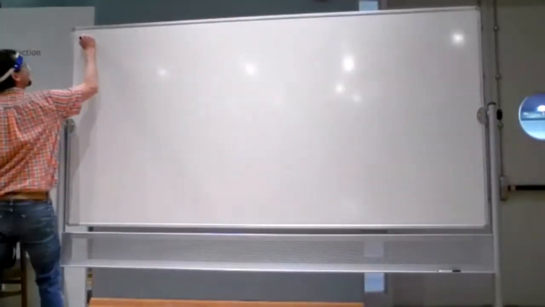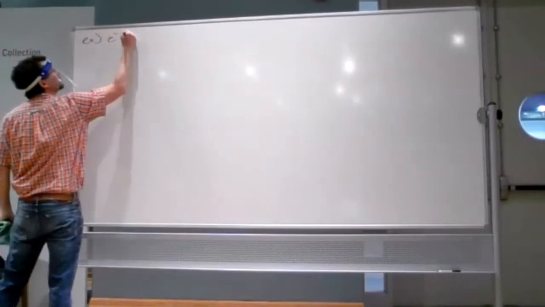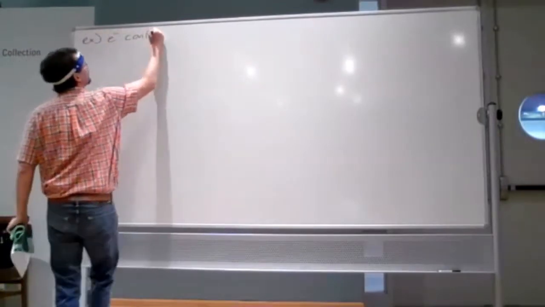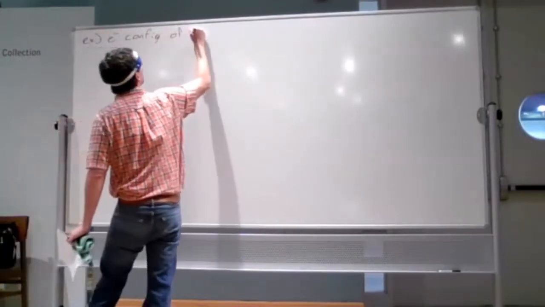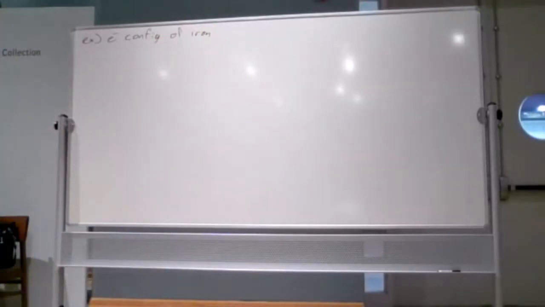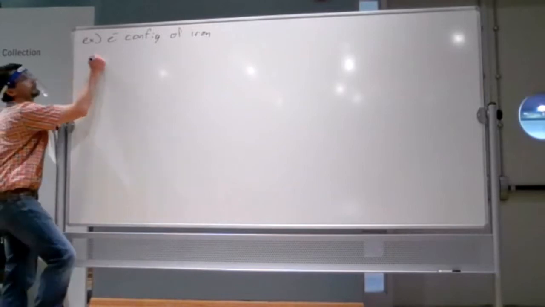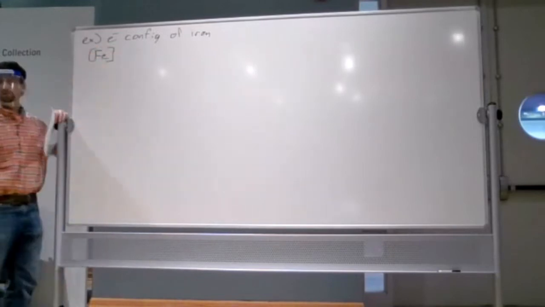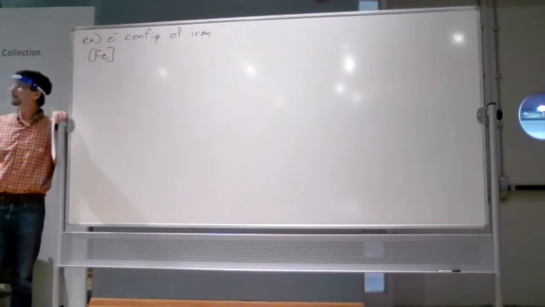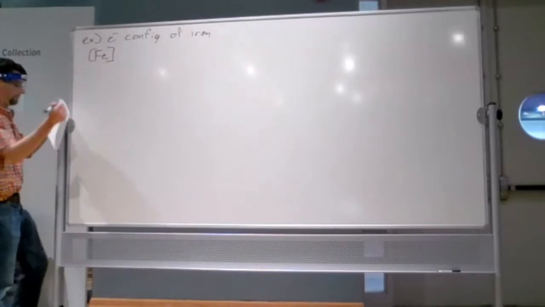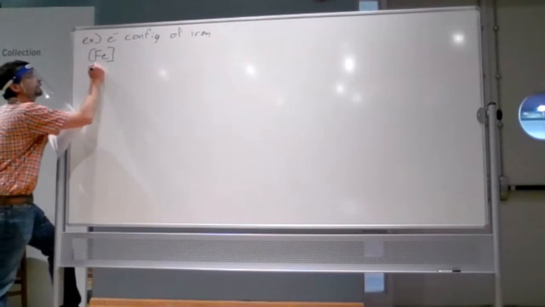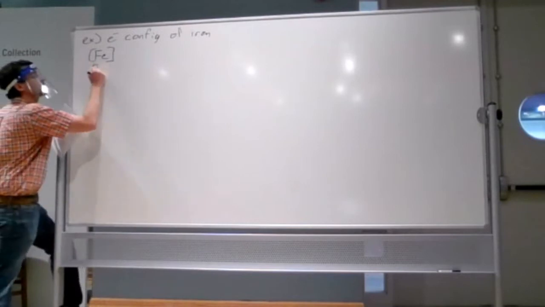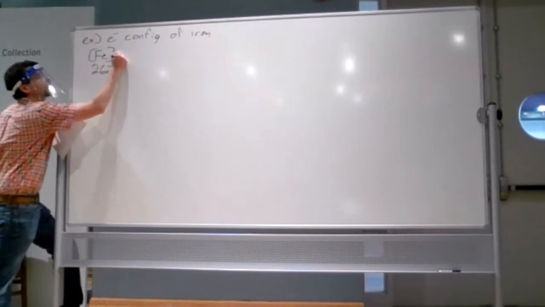So, example, electron configuration of iron. First thing we have to know, what's the symbol for iron? Yep, Fe. How many electrons in total does Fe have? Yep, 26. Okay, let's start filling orbitals.